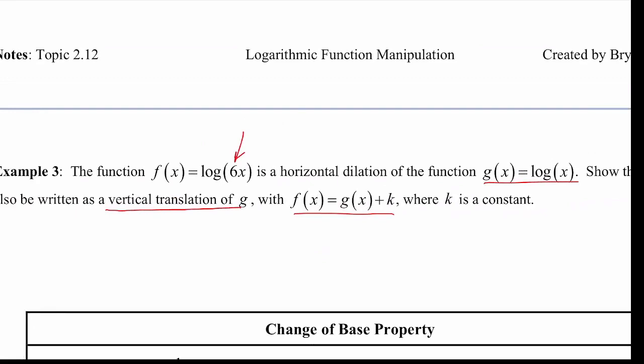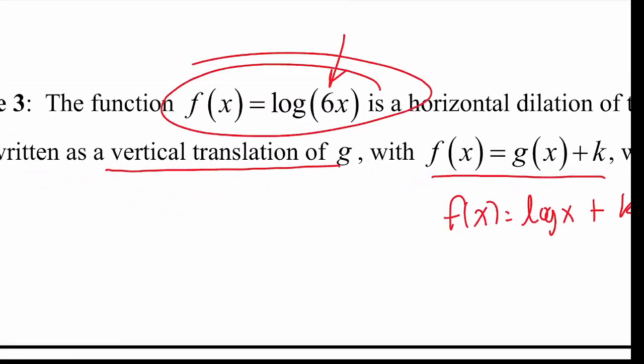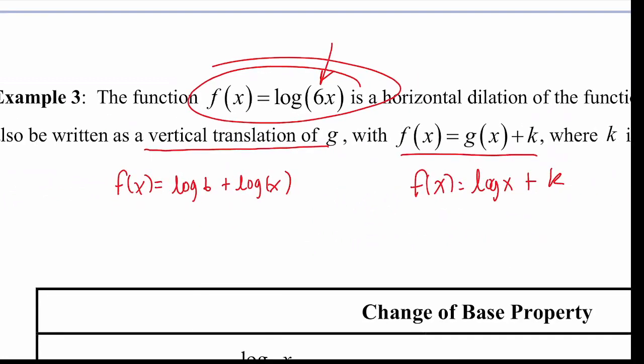So ideally, I have some f of x equals log of x plus some k. I don't know what k is. I've got to figure out what that is. To figure that out, I'm just going to undo the product rule on this function. So I get f of x equals log of 6 plus log of x. I pretty much have it in this form. I have the log of x right there. The constant k just so happens to be log of 6. So k is equal to 6. Sorry, not 6, log of 6.